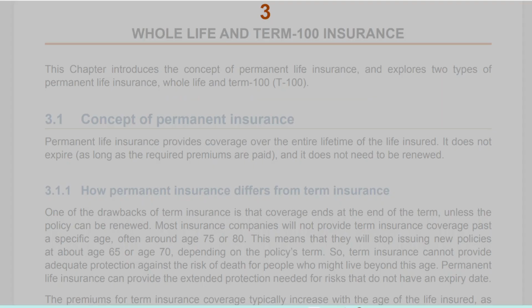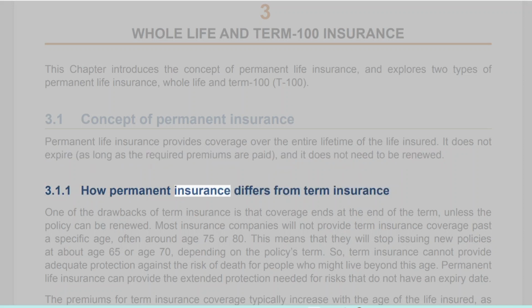3. Whole life and term 100 insurance. This chapter introduces the concept of permanent life insurance and explores two types of permanent life insurance, whole life and term 100, T100. 3.1 Concept of permanent insurance. Permanent life insurance provides coverage over the entire lifetime of the life insured. It does not expire, as long as the required premiums are paid, and it does not need to be renewed.